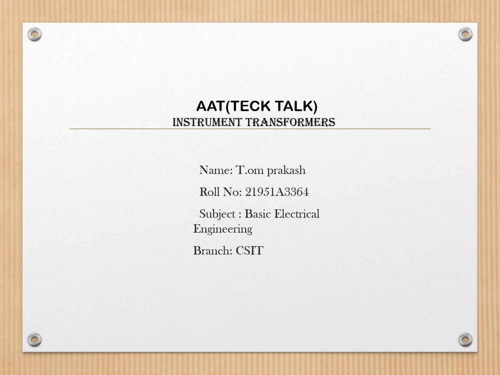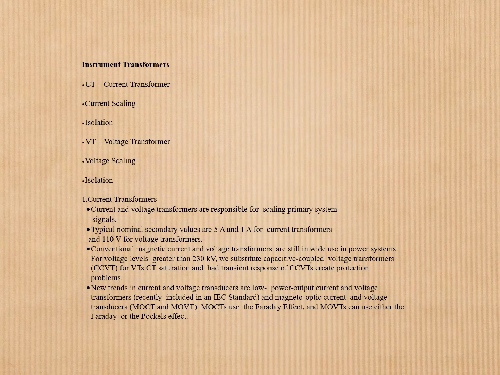My topic is about instrument transformers. Instrument transformers are of two types: CT, current transformers, for current scaling and isolation; and VT, voltage transformers, for voltage scaling and isolation. Current and voltage transformers are responsible for scaling primary system signals. Typically, nominal secondary values are 5 amperes and 1 ampere for current transformers, and 110 volts for voltage transformers.